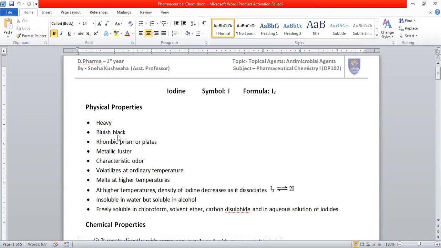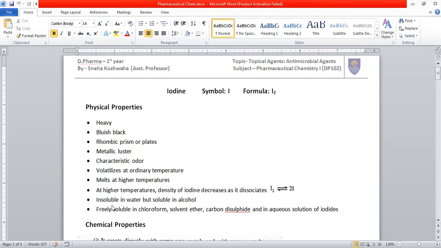It is heavy, bluish black in color. Iodine crystals are rhombic prisms or plates. It has a metallic luster and a characteristic odor. It volatilizes at ordinary temperature. It melts at higher temperatures. At higher temperatures, the density of iodine decreases as it dissociates, like I2 is reversibly converted to two atoms of iodine.